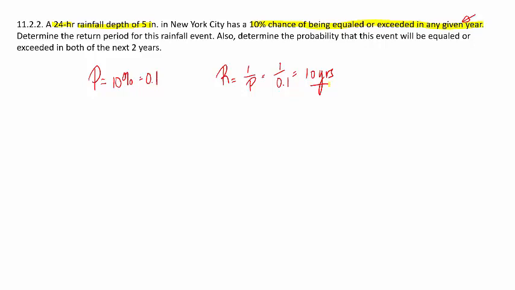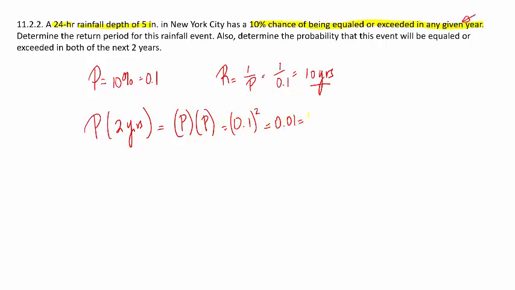So the next question is, determine the probability that this event will be equaled or exceeded in both of the next 2 years. The probability for the next 2 years is going to be P times P, which is 0.1 squared, which is 1%. So there's a 1% probability that this event will be equaled or exceeded in the next 2 years. You can pause if you want to review the solutions.